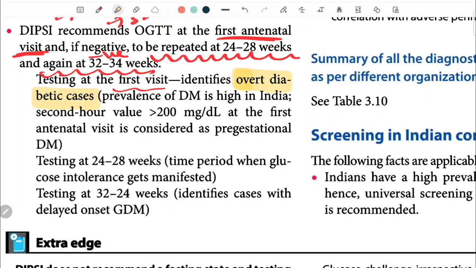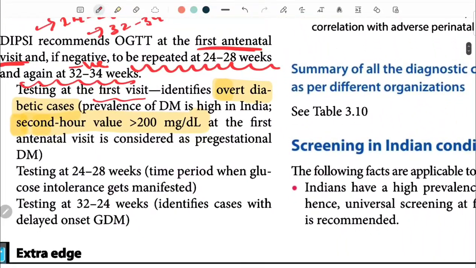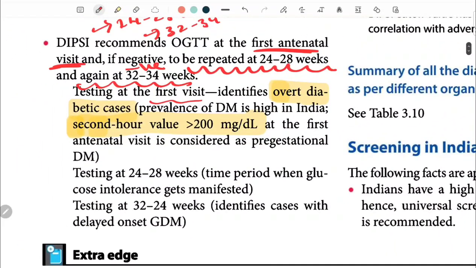A second hour sample of more than or equal to 200 mg per dl at the first antenatal visit is considered as pre-gestational DM or overt DM.